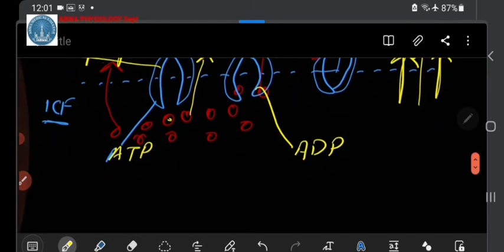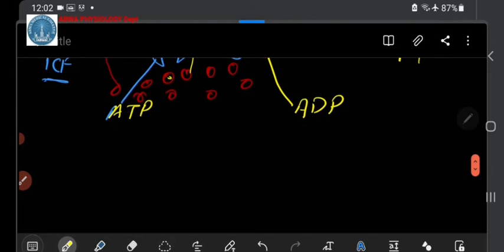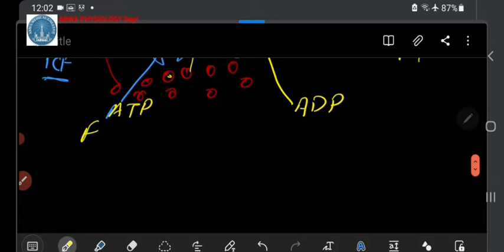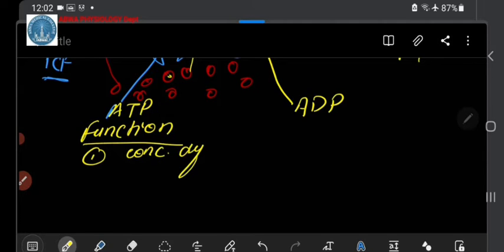So what would be the functions of the sodium potassium pump? Functions. I am discussing the main functions, not in detail. It actually maintains the sodium potassium concentration difference across the cell membrane. It maintains the volume of the cell. The cell is not going to shrink or swell or explode. The volume of the cell should be maintained by this.